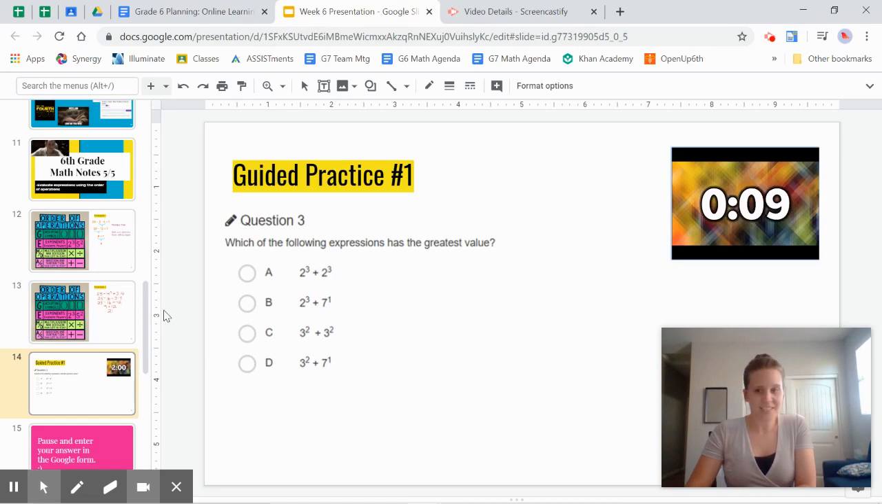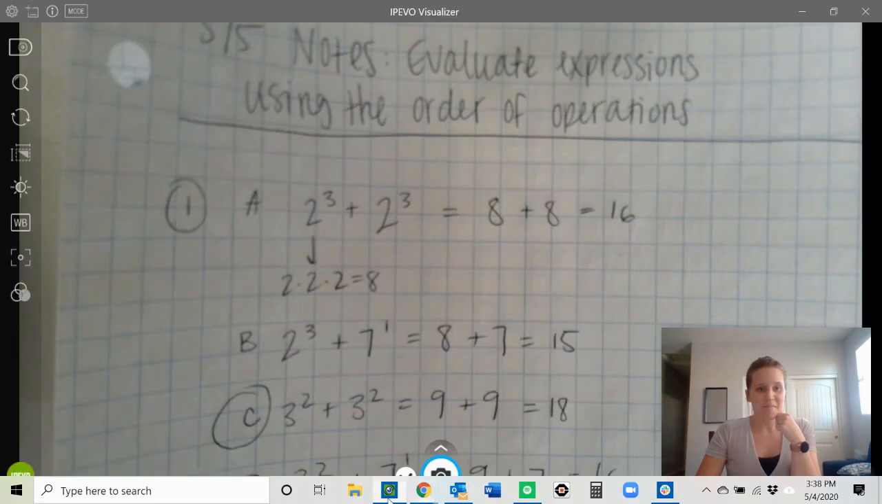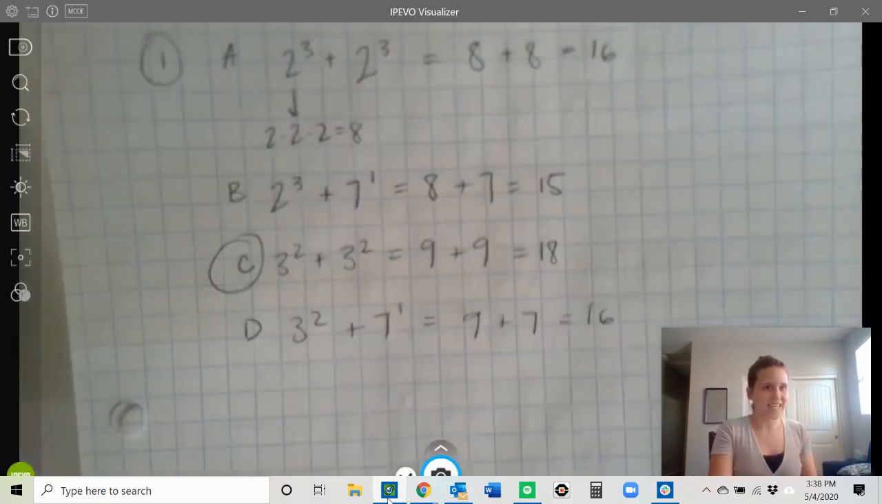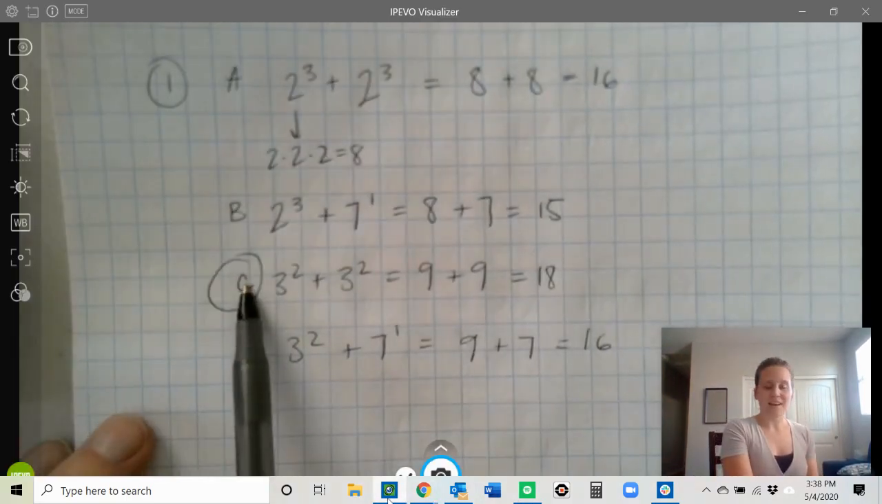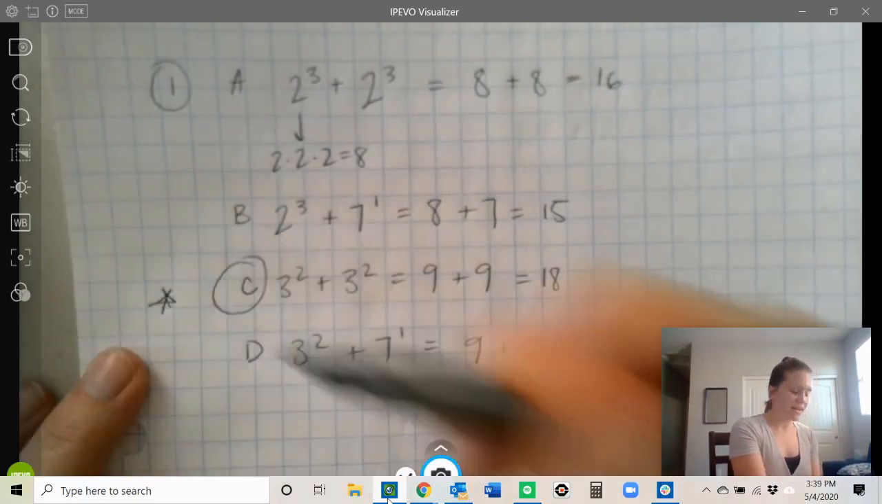Go ahead and have your answer ready. If you've got it correct, you get a star in your paper. So make sure you have that on your paper ready to go. All right. Which of the following expressions has the greatest value? My answer was C. Put a big star on your paper next to C if you got it.